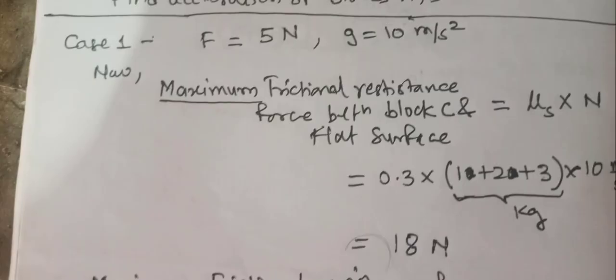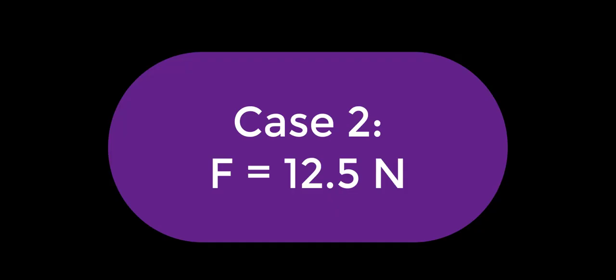Now we have already solved in the previous video the case 1 where the force F is 5 Newton, and I will be giving in the description the links to the two earlier videos where the entire question was described, and then second where F was equal to 5 Newton. Now in this video we are going to look at the case 2 where F is now 12.5 Newton, and we will be solving this step by step.